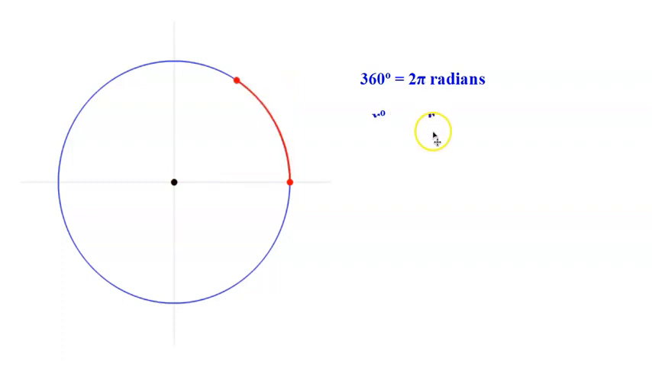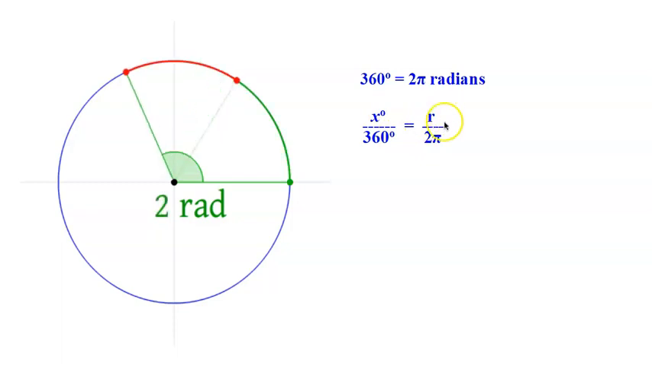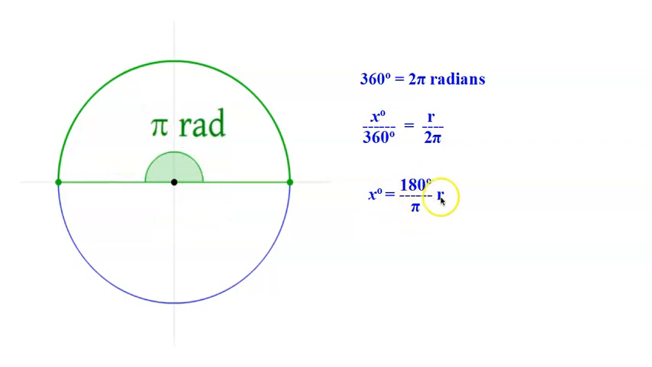So we can set this up as a proportion if I want to do some conversion. x degrees over 360 equals radians over 2 pi. Cross products, and you end up with a conversion here. So degrees is equal to 180 over pi times your radians, or radians is equal to pi over 180 times the degrees. And so that's our conversion.